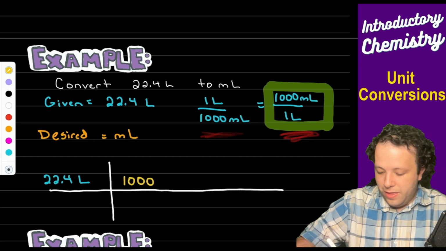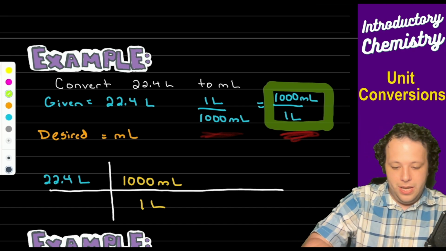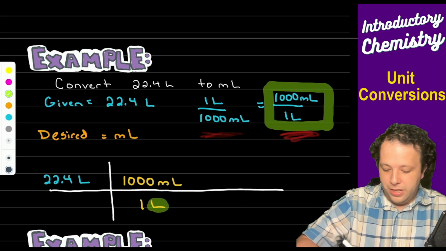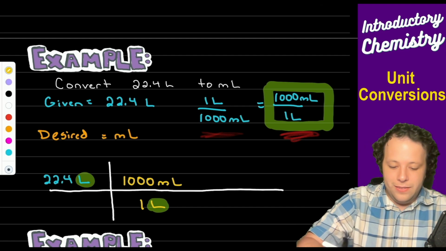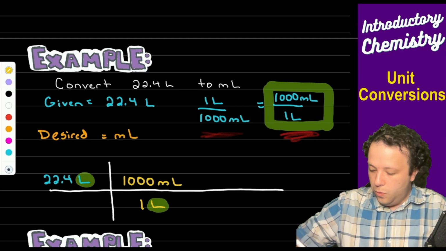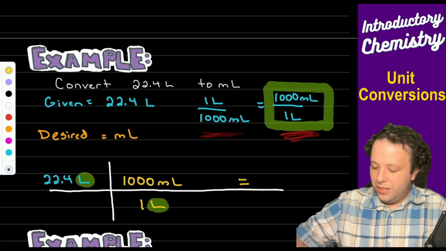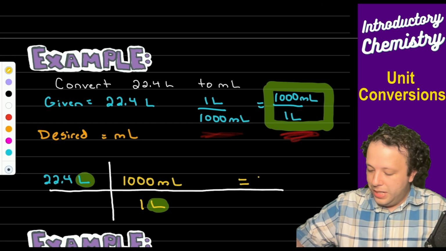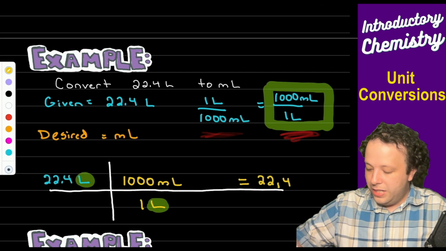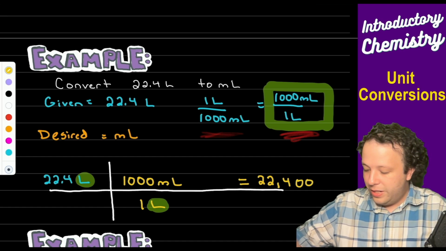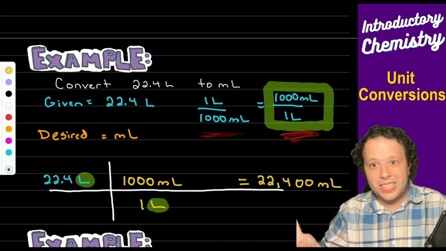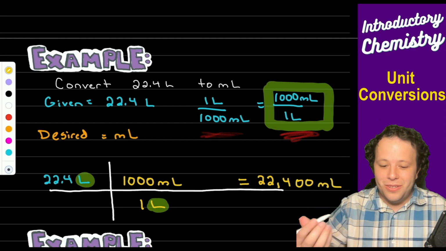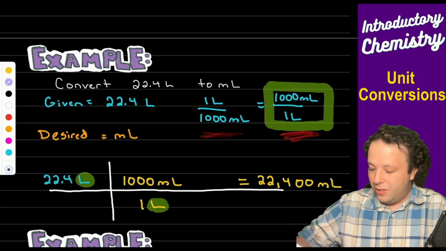So we have the 1,000 mLs on top, 1 liter on the bottom. And then we can show, okay, liters cancels liters. They both go away, and it leaves us only with milliliters. So when we do this problem, we will see that we will get an answer of 22,400 milliliters. And if you want some practice with scientific notation, it's a good time to do it because we should be practicing all of our skills.